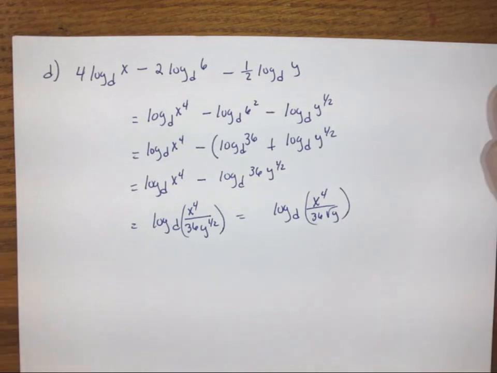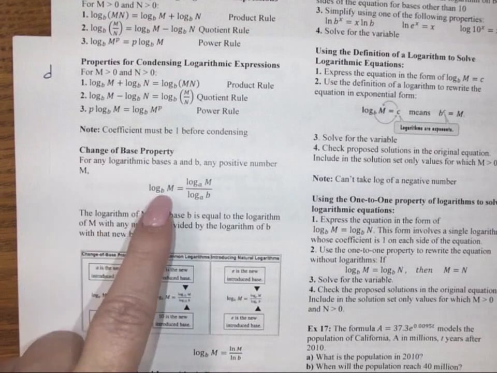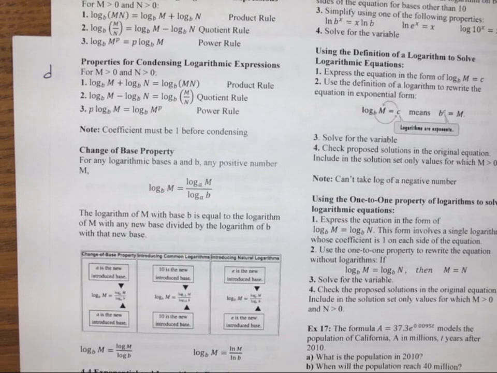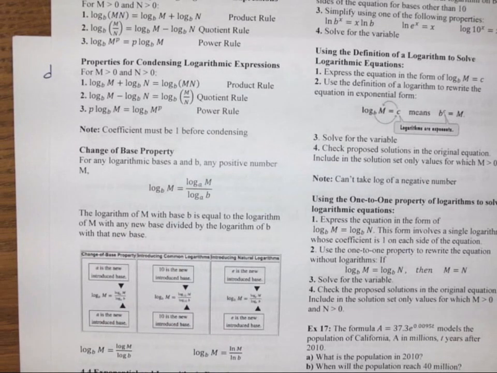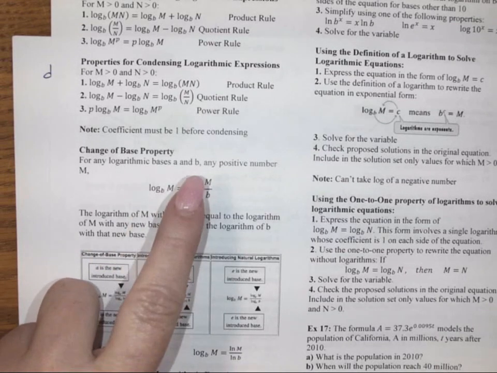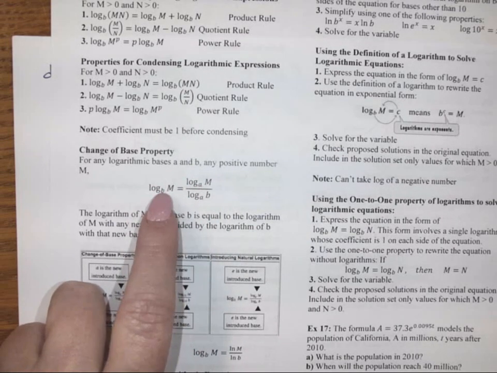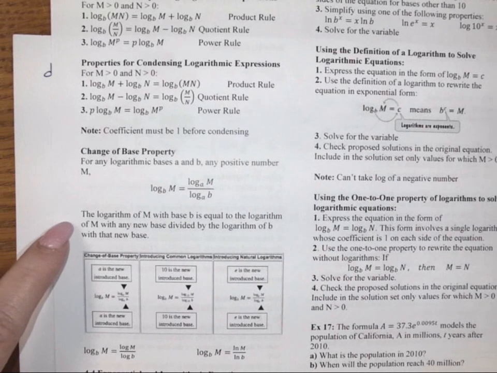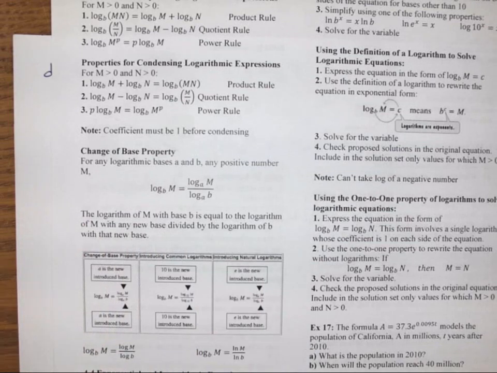All right, the next thing we're looking at is the change of base property. The change of base says for any logarithmic bases a and b, and any positive number m, if we have log base b of m, we can change it if it's a base that we don't know. The calculators don't really know, because the calculator can do base 10, but if it's a different base, it cannot. So what we can do is switch it to the same base, so log base a of m divided by log base a of b. The m comes up here and the b is down here, and they're the same. So the logarithm of m with base b is equal to the logarithm of m with any new base divided by the logarithm of b with that new base.